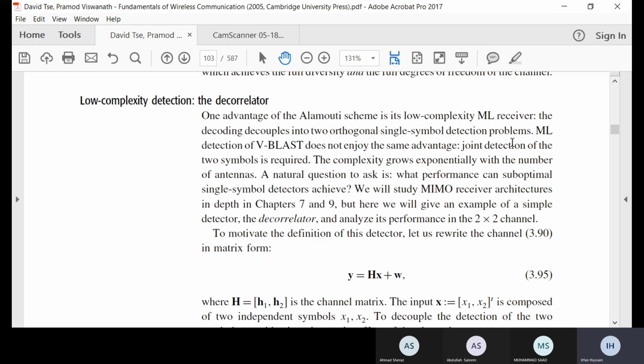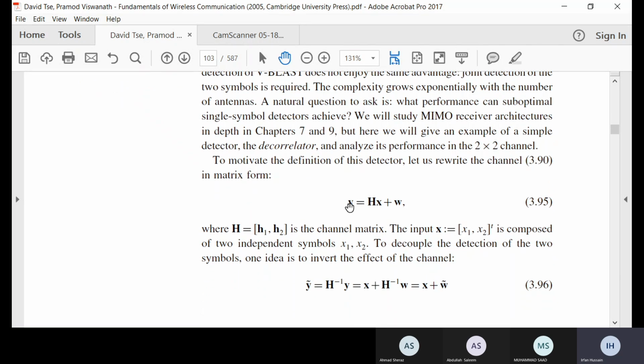So what could be the suboptimal single symbol detectors' achievement or performance? Again, details will be coming in the later chapters which are not in the course, but here we will just discuss a very simple example, the decorrelator, and try to analyze its performance in a 2x2 channel. Now let us assume that we have this channel, and we are using the same notation that we just discussed previously. H is actually [H1, H2], where H1 is the column vector that represents the channel coefficients from the first transmit antenna to the first and second antenna of the receiver. H2 represents the channel coefficients from the second transmit antenna to the first and second antenna of the receiver.